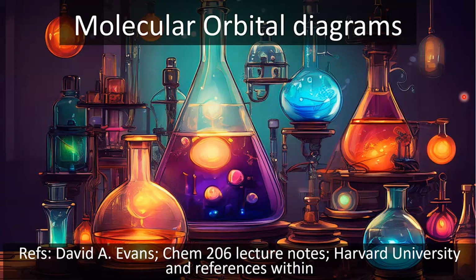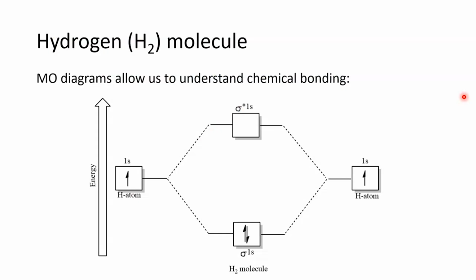Today we're going to be talking about molecular orbital diagrams and what they can tell us about organic chemistry. So this is a molecular orbital diagram, and it allows us to understand certain forms of chemical bonding. Looking at what they show us, you can see there are two atomic orbitals on either side, and they combine together to give us the molecular orbitals for those two atoms.